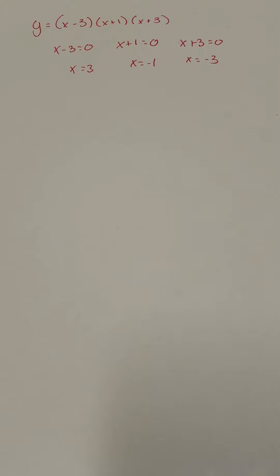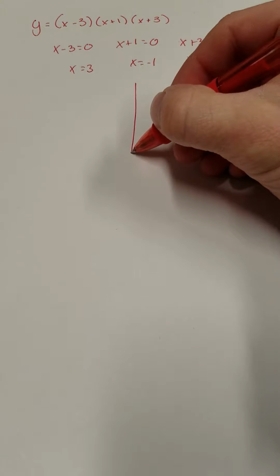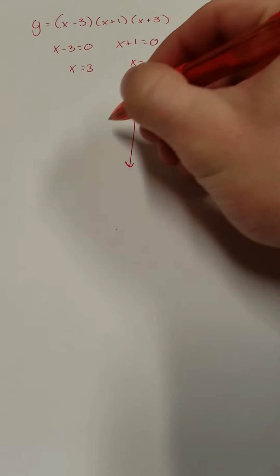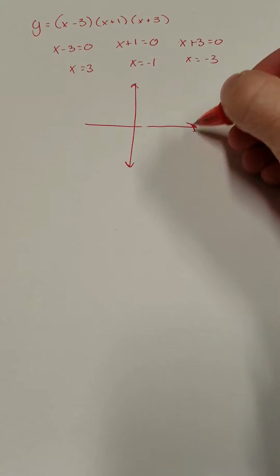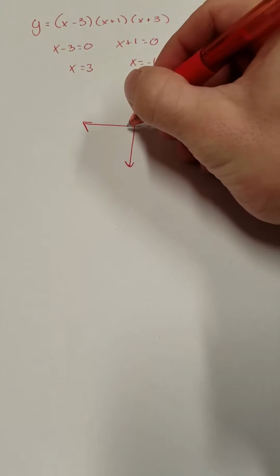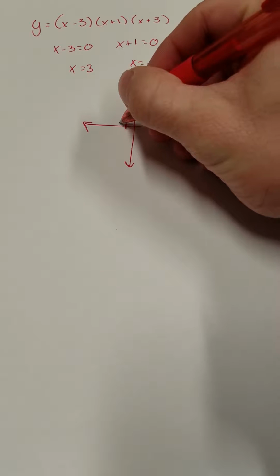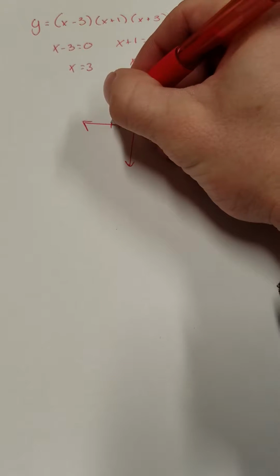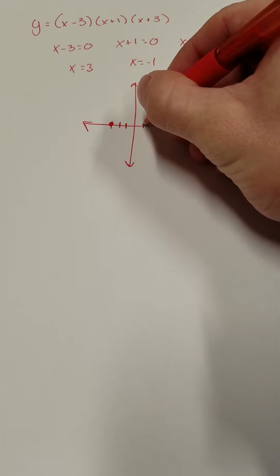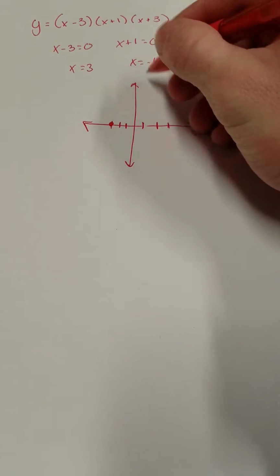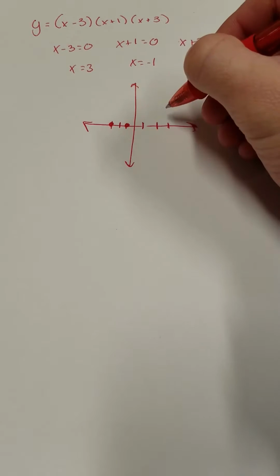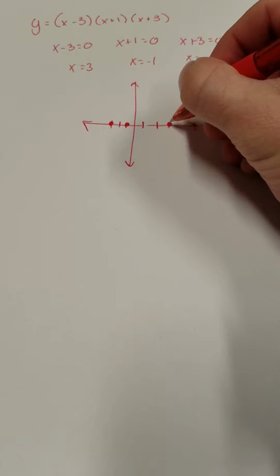Now these are solutions to our polynomial. But more so than that, these are x-intercepts. So we plot our 3 different x-intercepts. We have an x-intercept at negative 3, an x-intercept at negative 1, and an x-intercept at positive 3.